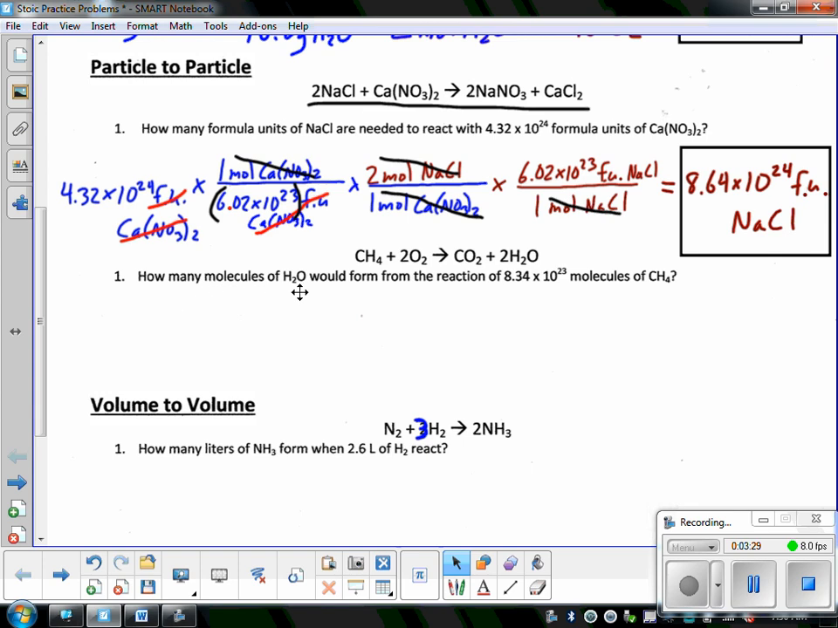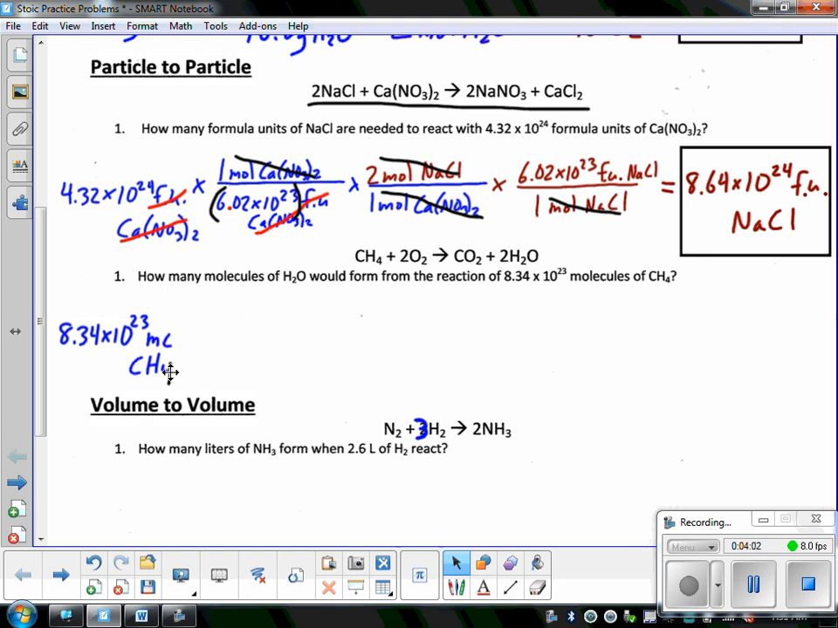How many molecules of water would form from the reaction of 8.34 times 10 to the 23rd molecules of CH4? So again, the equation's balanced, right? For every 1 mole of CH4, 2 moles of H2O are going to be produced. So starting with what we know, 8.34 times 10 to the 23rd molecules of CH4. That should be a 4. Somehow it got cut off.